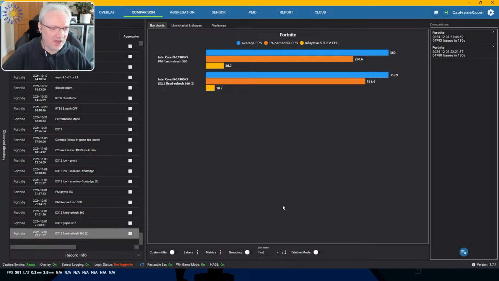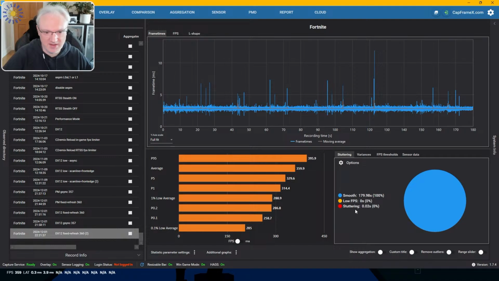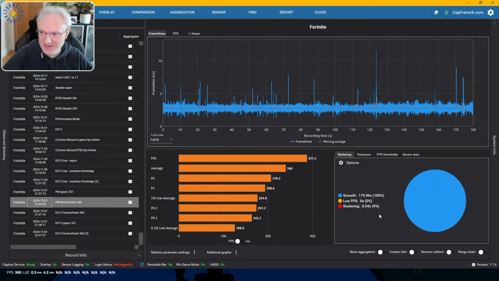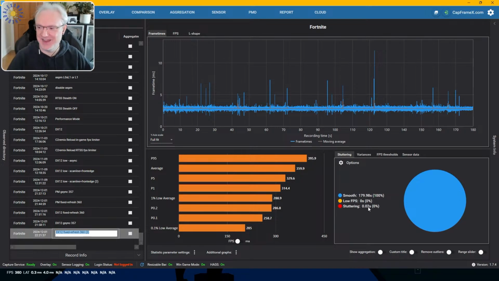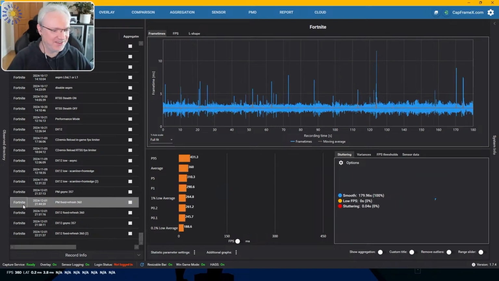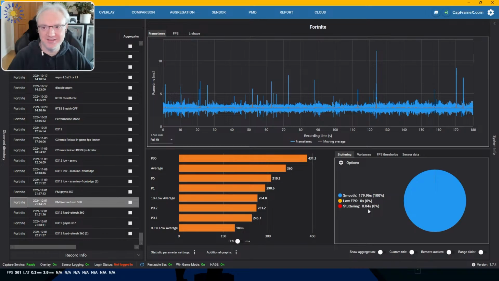Which one to choose? I think they're both good. I mean, as I say, if I look at the analysis, stuttering, DX12 stuttering 0%, performance mode stuttering 0%. So in terms of general smoothness, they're both fine, really. But DX12 is smoother. It's twice as smooth, in fact. Look, 0.2 versus 0.4, twice as smooth.